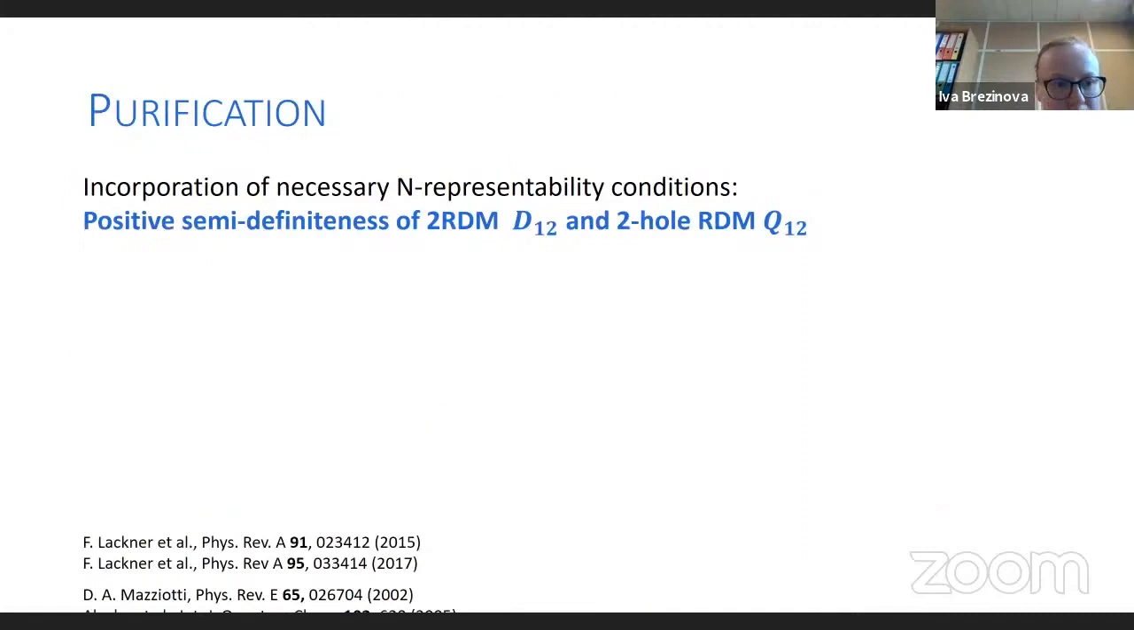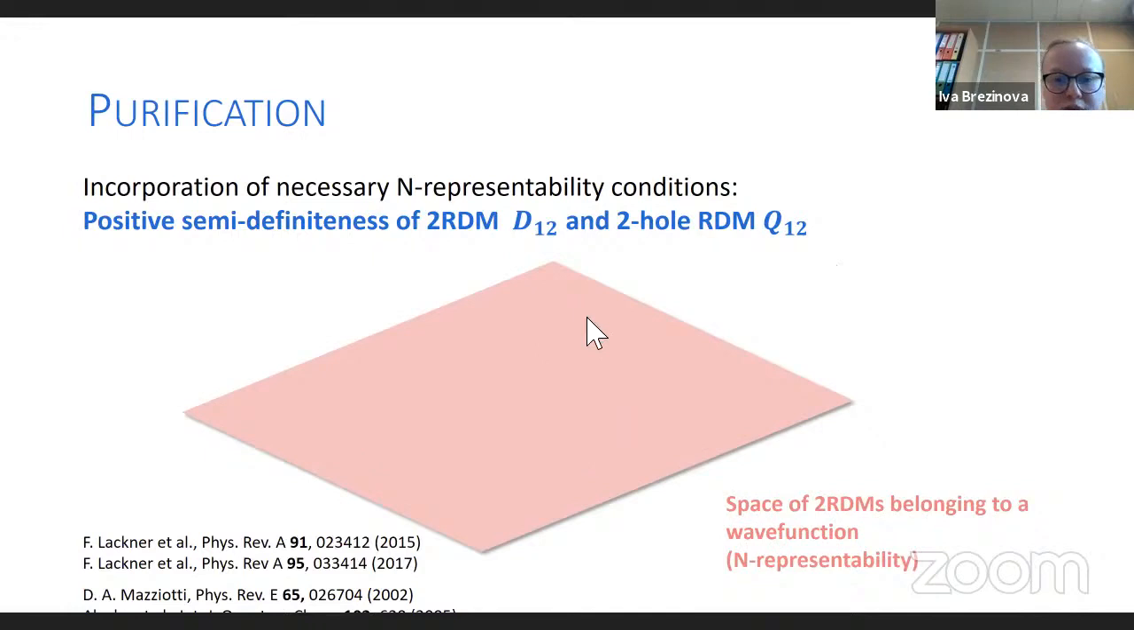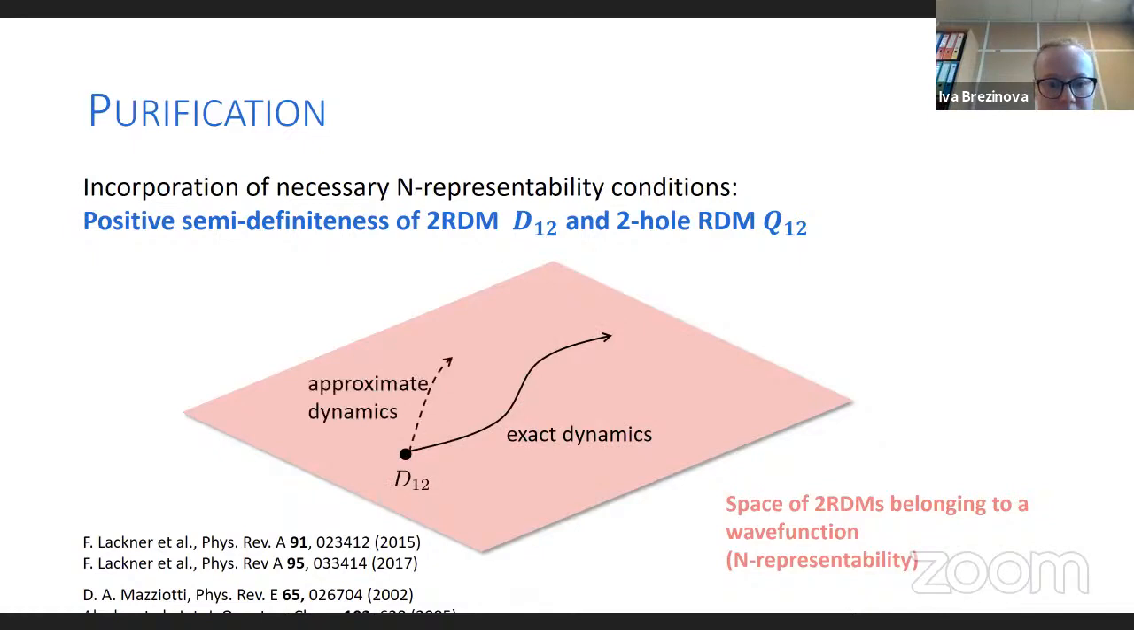Namely, what we do is, and empirically we have realized that it's enough to incorporate just two necessary N-representability conditions, namely the positive semi-definiteness of the two-RDM and the two-hole RDM. So the pictorial picture we have is that if I imagine the space of the two-particle reduced density matrices that belong to a wave function as this space, it definitely looks different, but just for the sake of having a picture. And this would be the exact dynamics; the reconstructed or approximate dynamics sometimes moves us above this space or beyond this space. And by applying on the fly this purification, where we guarantee that the two-RDM and the two-hole RDM become positive semi-definite again, it brings us close again to this exact dynamics. And with that, we can stabilize the equations of motion for a sufficiently long time.